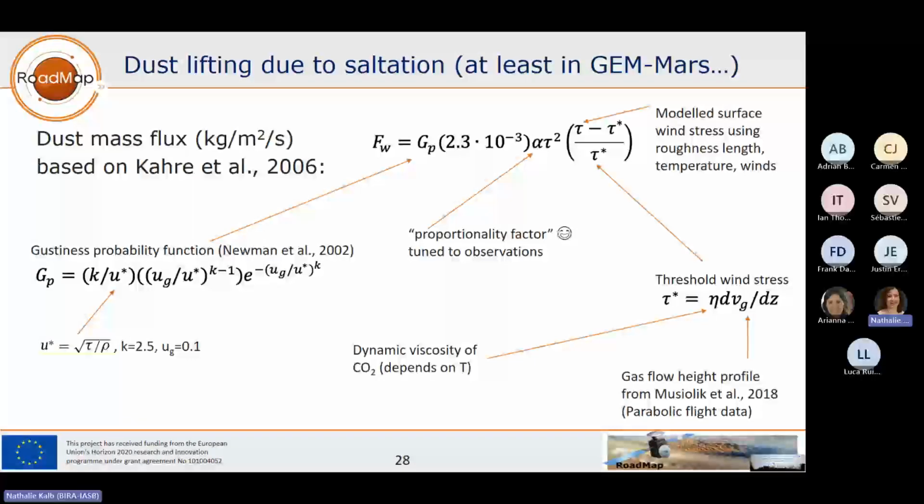I won't spend much time on this, but I put it in for you guys. The lifting due to saltation: we compute the modeled wind stress. We feed in a roughness length, the temperature and the winds from the model, and we get a surface wind stress. Then we calculate a threshold wind stress to figure out if we should lift or not. And this is based on temperature. We adjust our threshold wind stress based on some of the parabolic flight work that was done a few years ago from Gerhard's group.